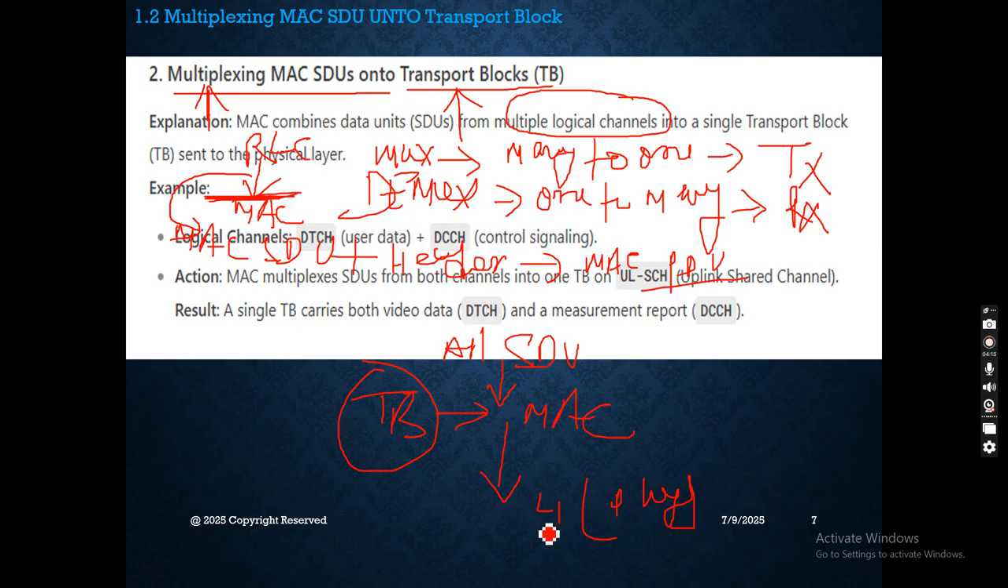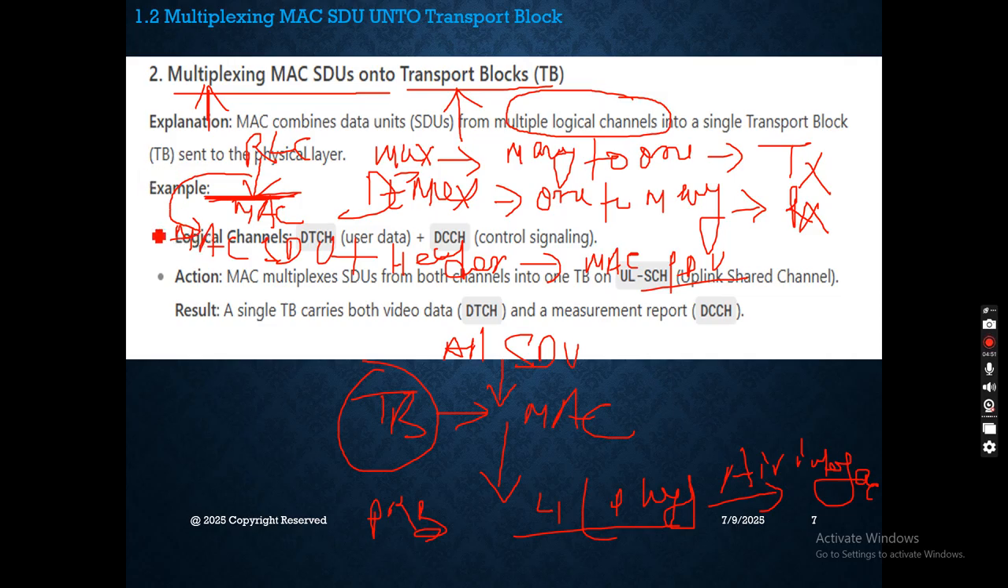On the L1 layer, there are multiple processes happening. All the packets coming to the L1 layer are finally mapped to the physical resource block. Then we have modulation, then demodulation. These activities trigger on the L1 layer, and then it passes onto the air interface. So once the multiplexing is done, what happens?